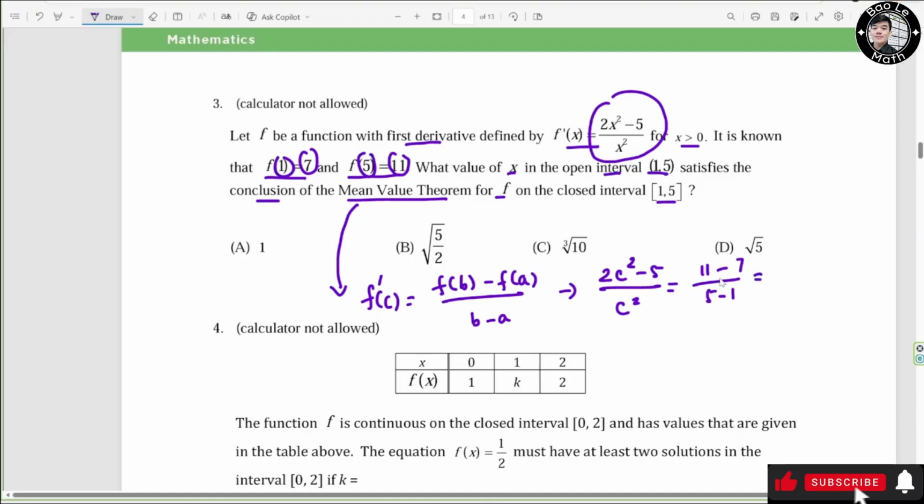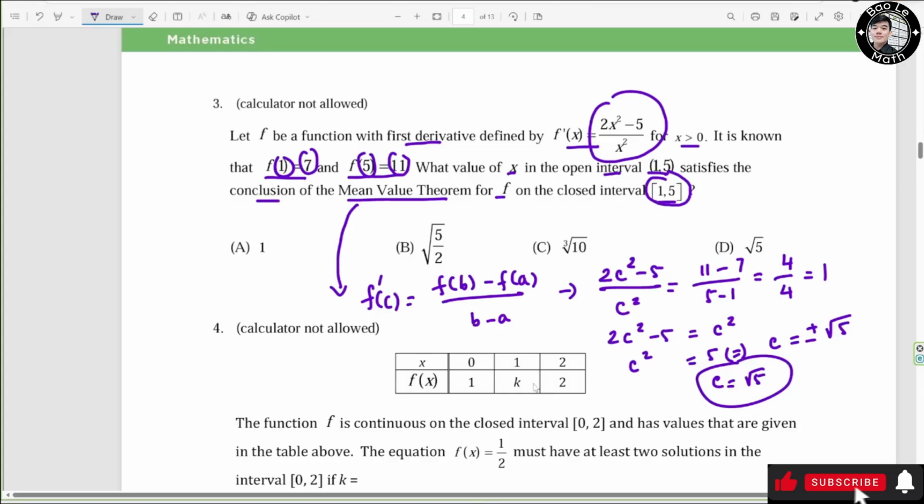So I'm going to simplify this one. It's going to be 4 over 4, right? It's going to be 1, right? So I'm going to multiply both sides by c squared, right? So I have 2c squared minus 5 equals c squared, right? Subtract c squared from both sides, so I have c squared, and then add 5 to both sides, so it equals 5, right? Take the square root of both sides, so c equals plus and minus square root of 5, right? But the domain is 1 to 5, right? So only c equals square root of 5 works, right?